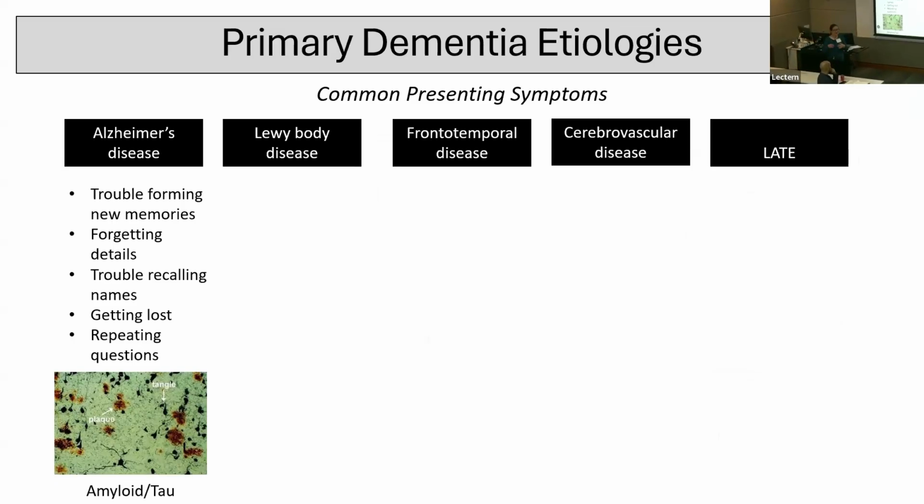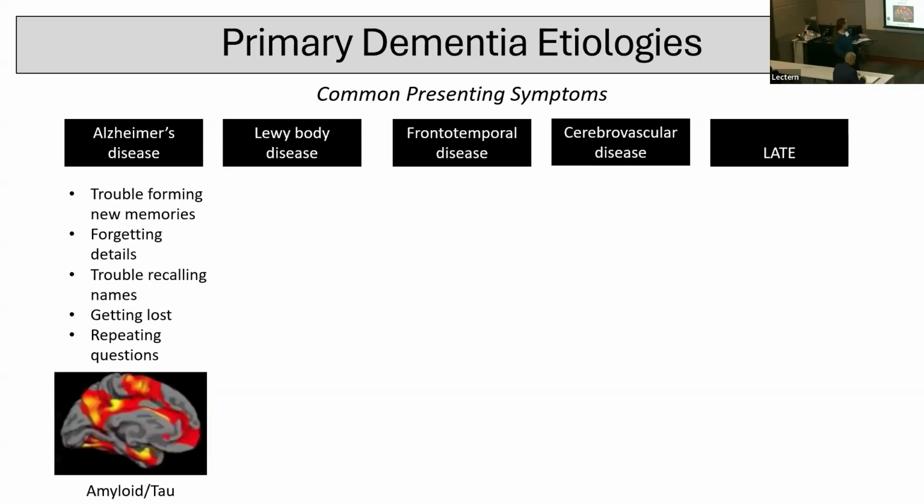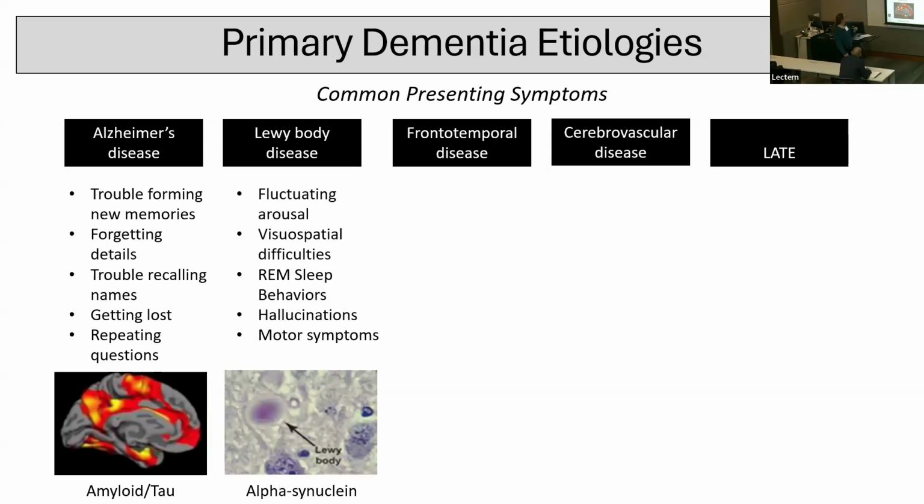And so that's why you have this gradation of really short-term or recent memory, but then their remote memory is quite intact and they can talk about high school all day long. Okay. And eventually, as the disease progresses, they no longer can access those memories. But for the most part, they just have trouble forming the new memories because of their hippocampus. Signs of this are forgetting details, trouble recalling names, getting lost, repeating questions, and all of that is due to the early pathology that happens in the medial temporal lobes.